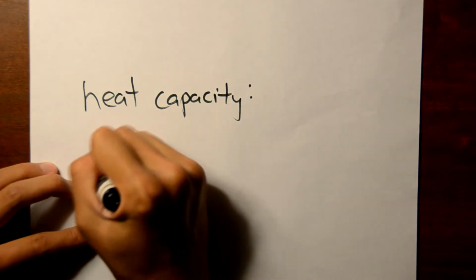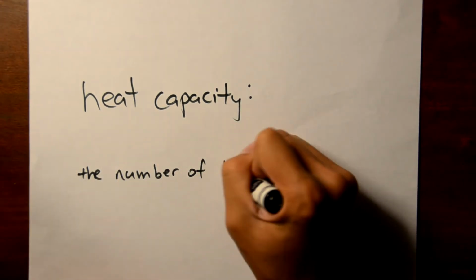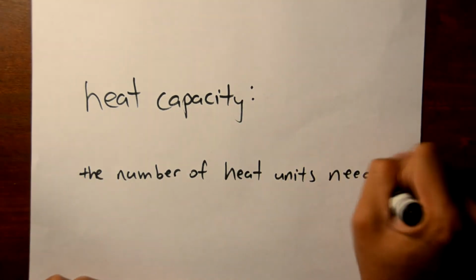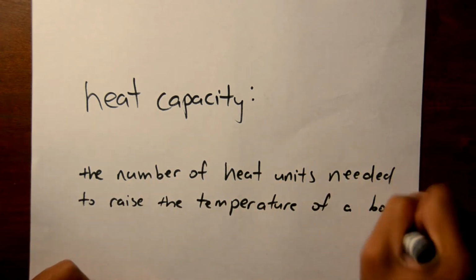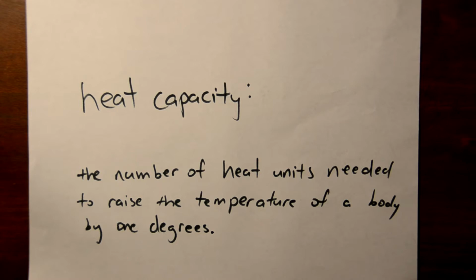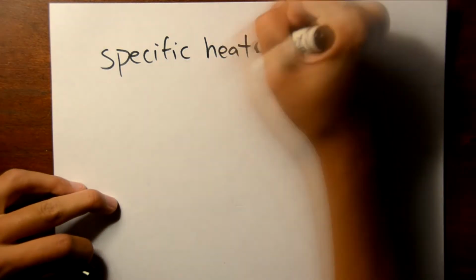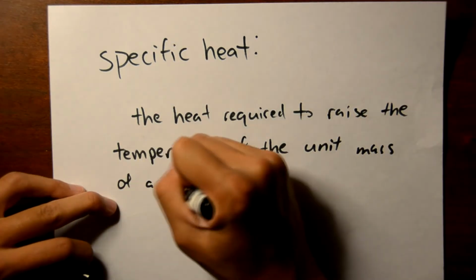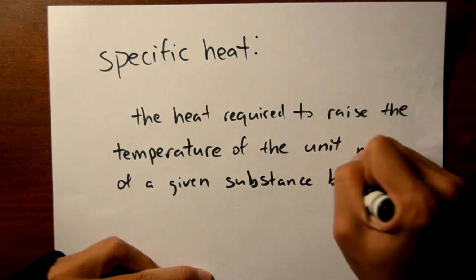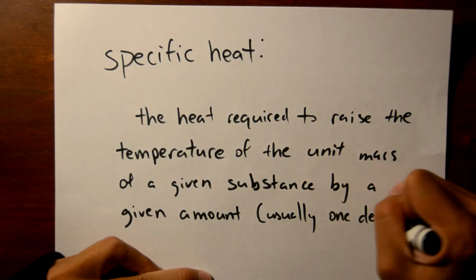Heat capacity and specific heat. The number of heat units to raise the temperature of a body by 1 degree is heat capacity. The heat required to raise the temperature of a unit mass of gram substance by a given amount, usually 1 degree, is specific heat. In chemistry, heat flow is where heat is transferred or exchanged from one place to another.